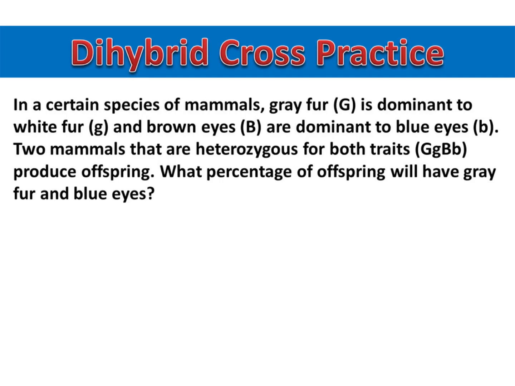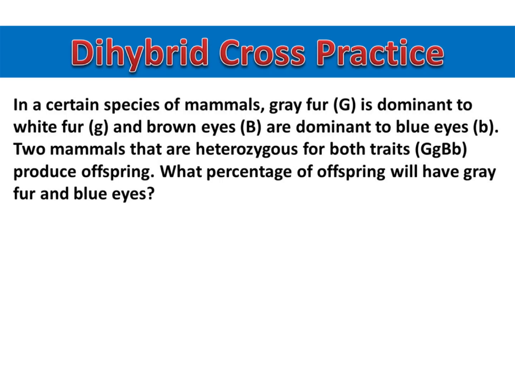In a certain species of mammals, gray fur, big G, is dominant to white fur, little g, and brown eyes, big B, are dominant to blue eyes, little b. Two mammals that are heterozygous for both traits, big G, little g, big B, little b, produce offspring. What percentage of offspring will have gray fur and blue eyes?